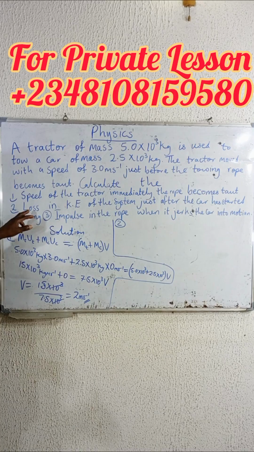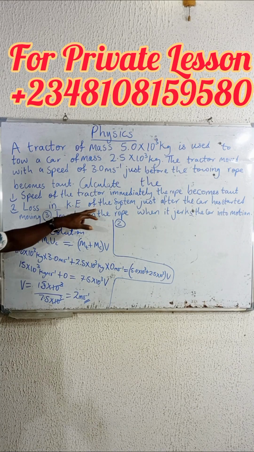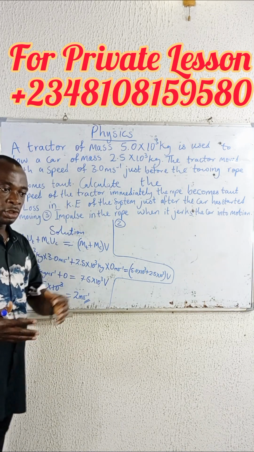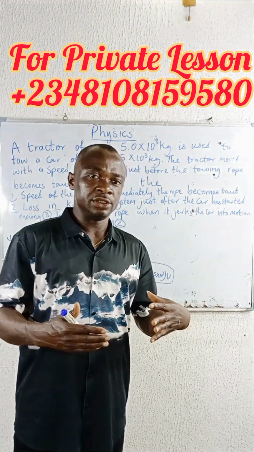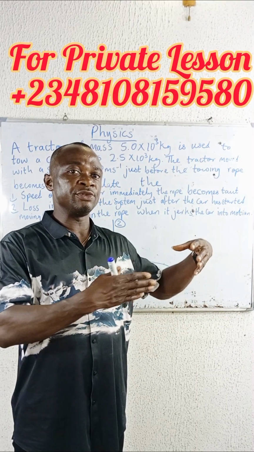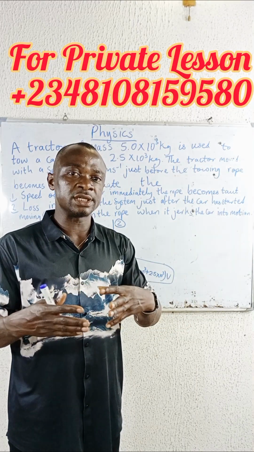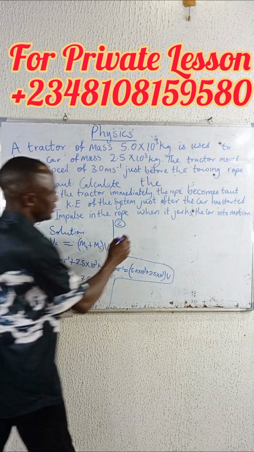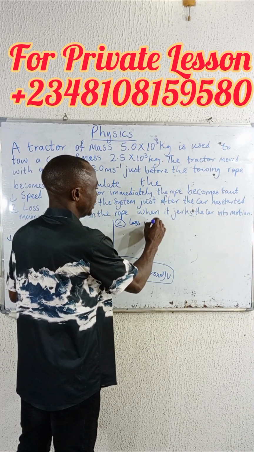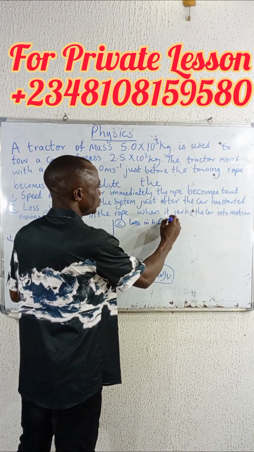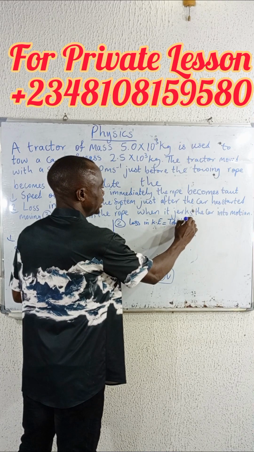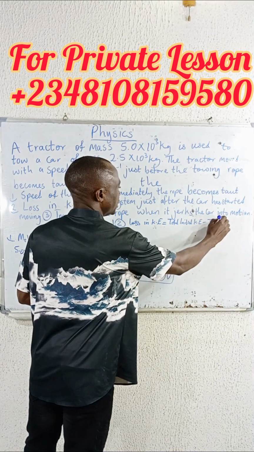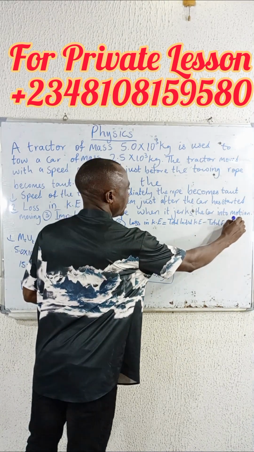Question number 2 says loss in kinetic energy of the system just after the car has started moving. Now, the loss in kinetic energy is the total kinetic energy before collision minus the total kinetic energy after collision. All right? So loss in kinetic energy is equal to total initial kinetic energy minus total final kinetic energy.